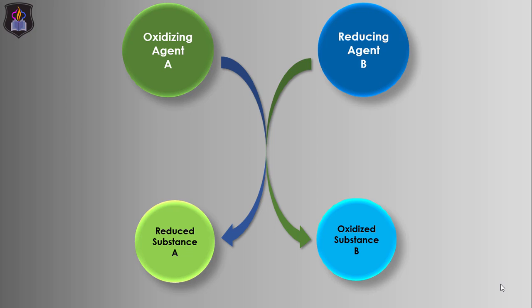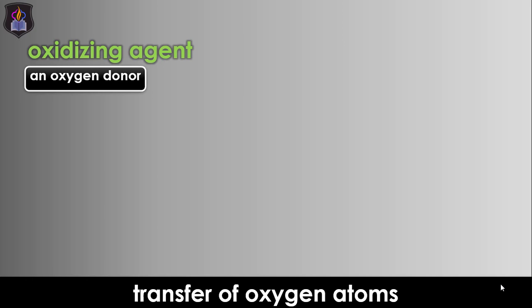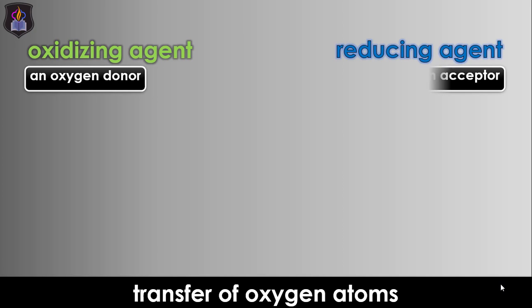In this tutorial, we will be defining and identifying oxidizing and reducing agents using 4 different concepts. So the first concept we will consider is the transfer of oxygen atoms. In terms of oxygen transfer, an oxidizing agent is a substance that donates or supplies oxygen atoms, while a reducing agent is a substance that accepts oxygen atoms in a redox reaction. Let's try to identify the oxidizing and reducing agents in the redox reactions we learned about in our last tutorial.